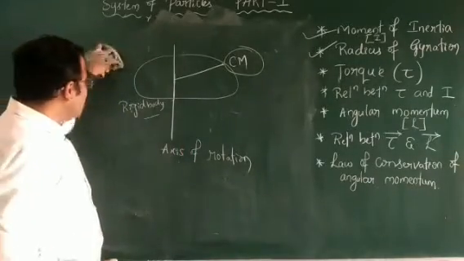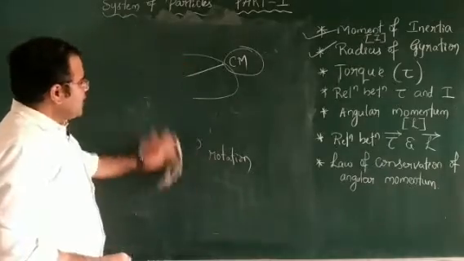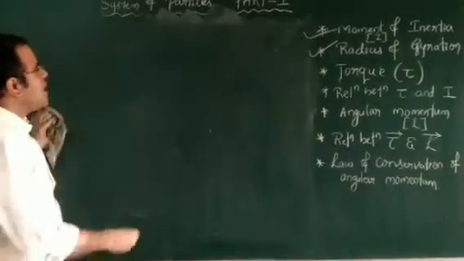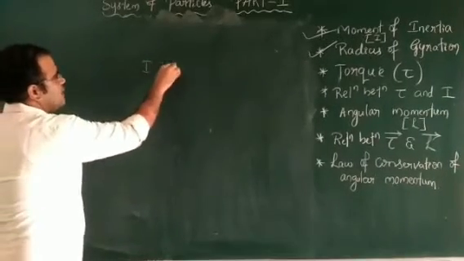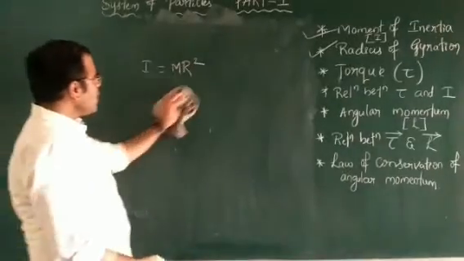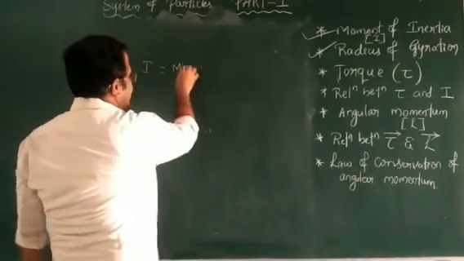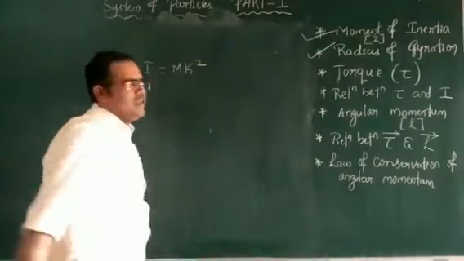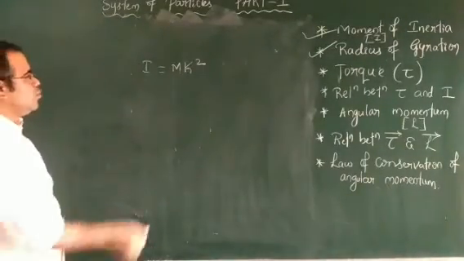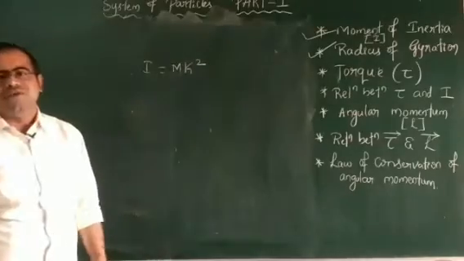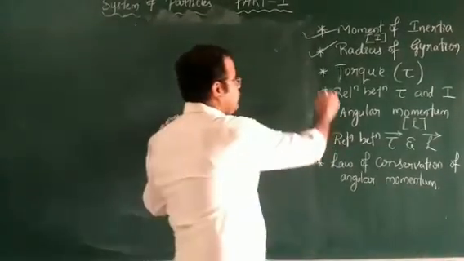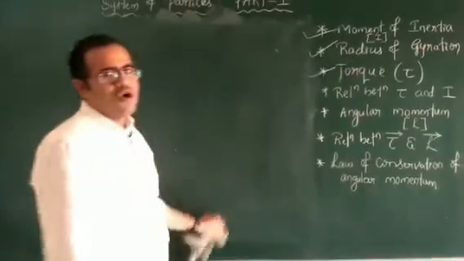So when we write the moment of inertia in terms of the radius of gyration, we can write I is equal to m r square, or the radius of gyration, which is denoted by k, so what do you write, I is equal to m k square. So this is the moment of inertia in terms of what? The radius of gyration. Next, what is the meaning of torque? So which is called torque here.